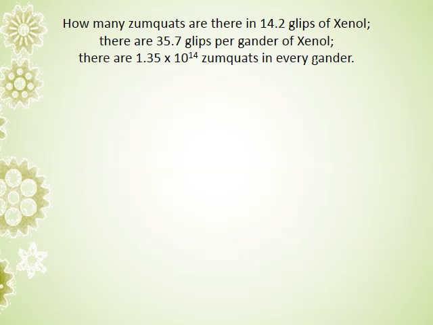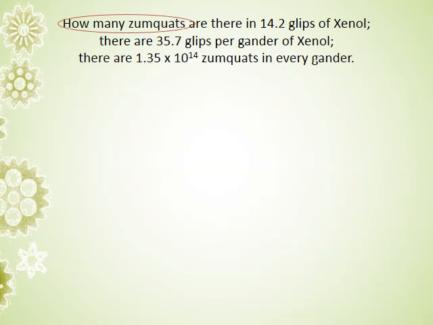How many kumquats are there in 14.2 glyphs of xenol? There are 35.7 glyphs per gander of xenol. There are 1.35 times 10 to the 14th kumquats in every gander. This problem shows us that we don't even necessarily need to understand what these units are. We can use this strategy regardless. Even though they're very bizarre and on a first reading this looks very scary, let's break it down. Okay, how many kumquats? That's what I need.